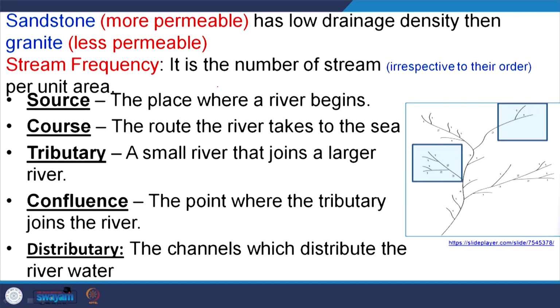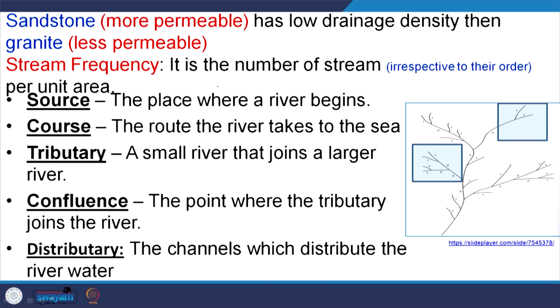Sandstone, for example, is more permeable and has lower drainage density than granite, which is less permeable, because in granite surface runoff is more and subsurface percolation is less, but in sandstone the reverse is true.